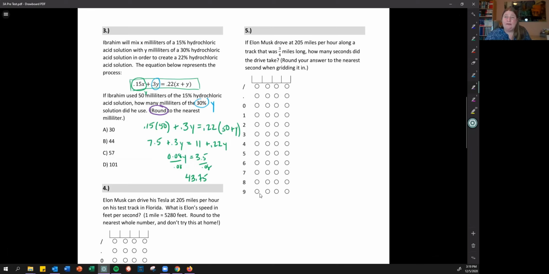And I do have to follow the rules of rounding, so I'm going to make sure to round this up. The rule says if this number here is 5 or larger, you want to bump it up to the next whole number, and that is the case. So we're going to round it to 44, and B is the correct answer.